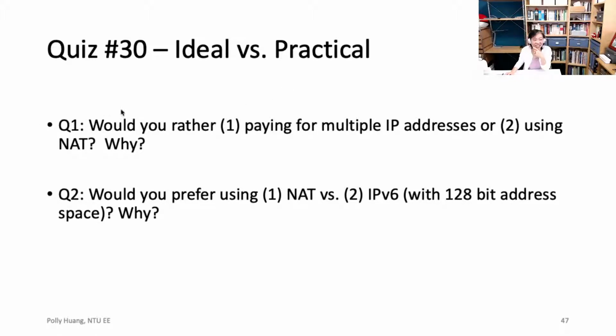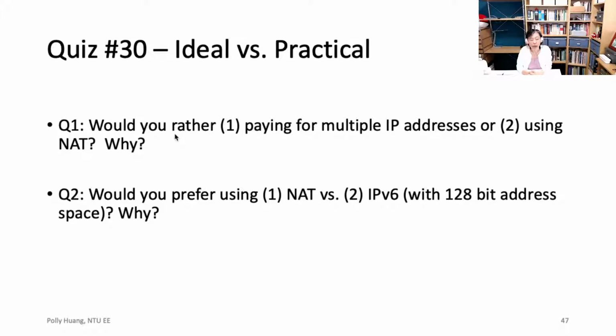Okay, so Q1 here is simply asking you, subjectively, would you rather pay for multiple IP addresses for the machines at home, or would you just pay for one and use NAT? Feel free to choose whichever you like and tell me the reason.